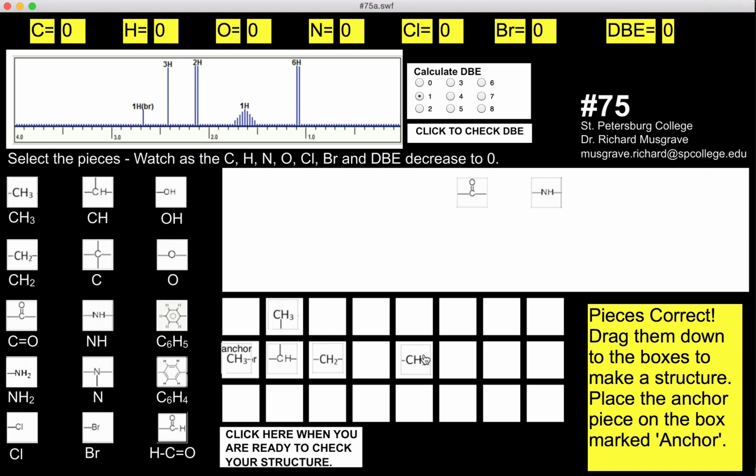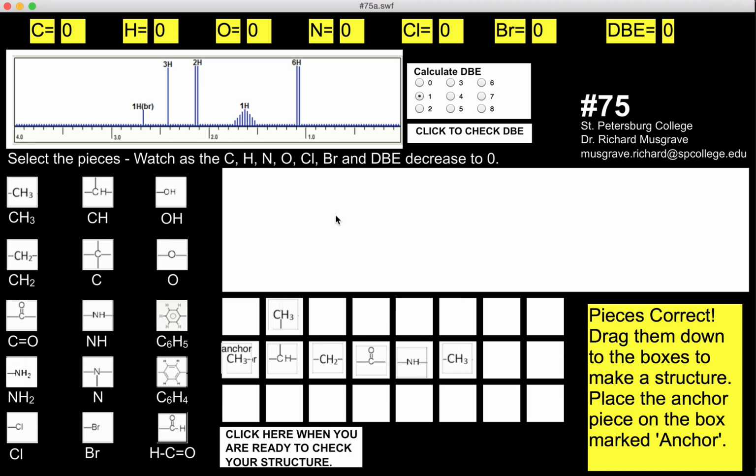Now I know that this CH3 must be this CH3 here, because these two CH3s must be the ones under the 6H, because they're equivalent and they're adjacent to one hydrogen. So this CH3 must be this one here, and it's going to be apart from the CH2. Now I've got to decide where the C double bond O and the NH are going to go.